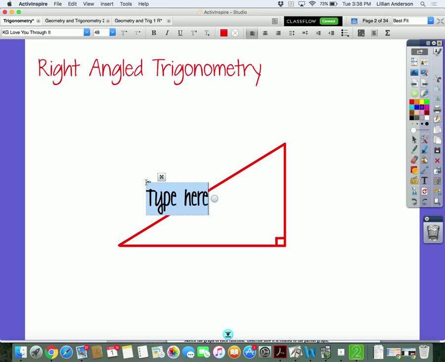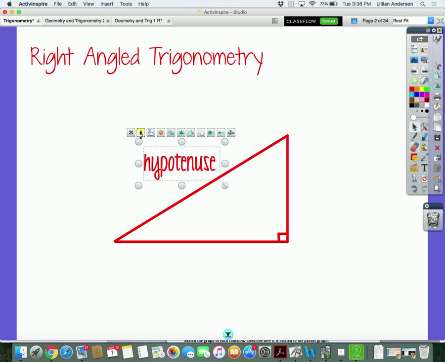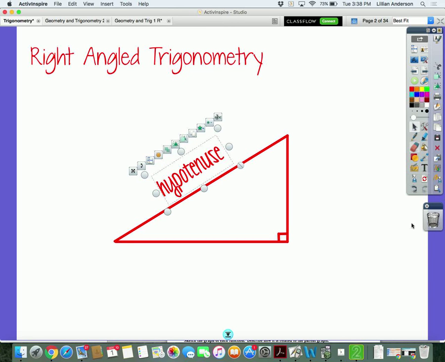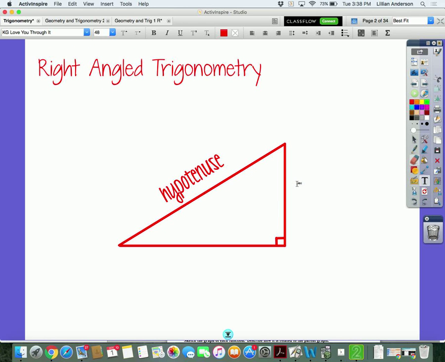Hopefully you remember that the side across from the 90-degree angle is called your hypotenuse, and it'll always be your hypotenuse. It is the longest side of your right triangle, and it's always across from 90 degrees. Now the other two are called your legs. More specifically, in reference to a particular angle, say angle X here, this side is no longer called your leg, but it's called your opposite side, and this side is called your adjacent.